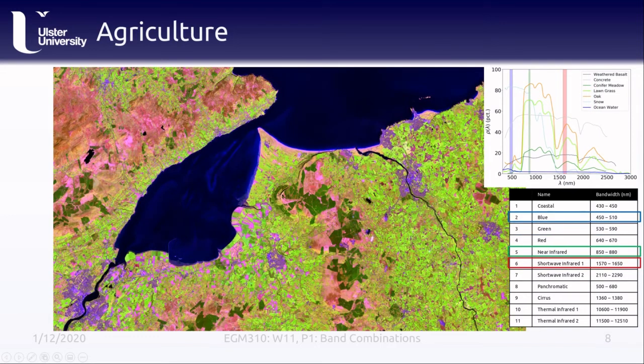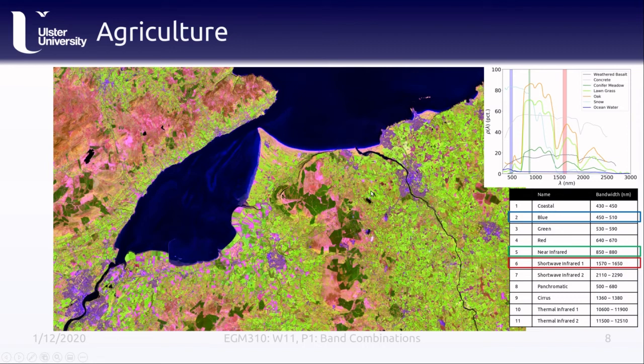Next up, we have a false color composite that is useful for monitoring agriculture. This is a combination of the shortwave infrared around 1600 nanometers for the red channel, the near infrared for the green channel, and the visible blue for the blue channel. In this composite, most healthy vegetation appears bright green. Bare earth is sort of a pink or magenta color.